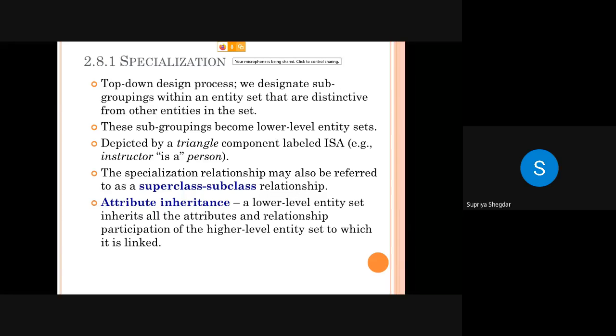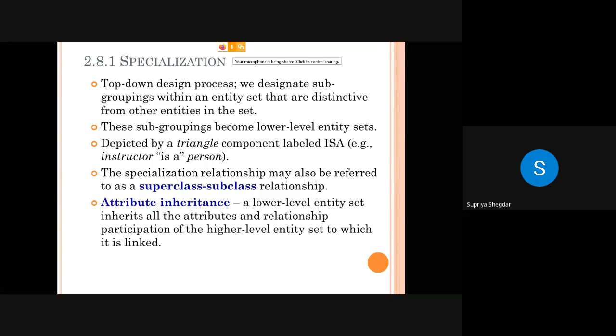Specialization is the process of designating subgroupings within an entity set. Specialization is a top-down design process, which means we are moving from the top entity set to the bottom entity set. It is called the top-down design process because we are going deeper into the entity set, finding something special in the entity set. That is nothing but specialization.